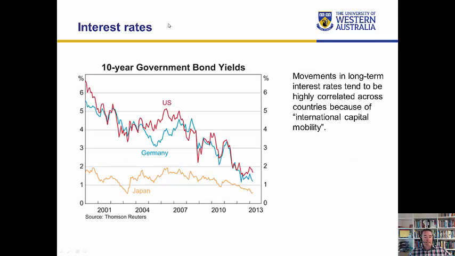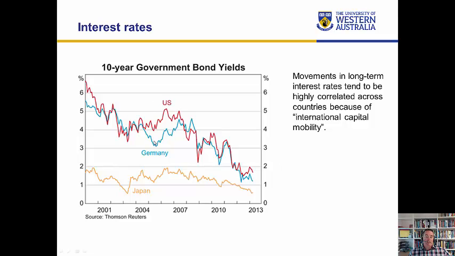What I've got here is 10-year government bond yields. Now, ignoring Japan, if we just focus on the United States and Germany, we can see the high degree of correlation in 10-year interest rates across those two economies. So why are those interest rates so highly correlated between the United States and Germany? Simply because of international capital mobility.